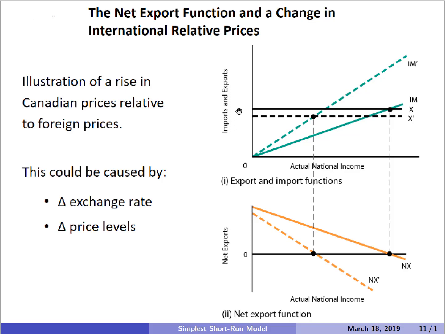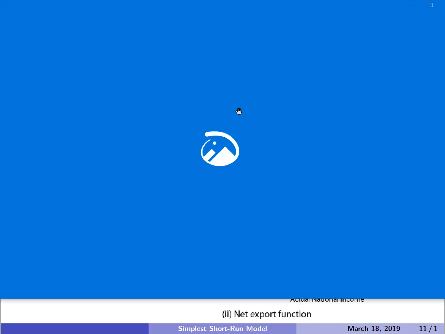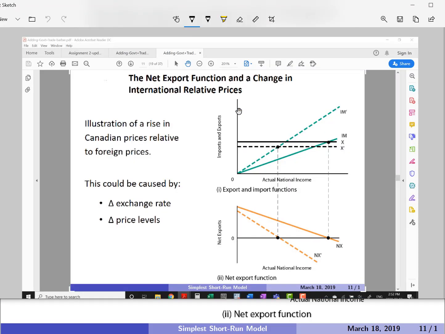The same thing is going to happen in either of those two cases. So like we were just saying, let's say Canadian prices go up relative to foreign prices. Then this constant level of exports, which in that numerical example last time was 72, would go down to some smaller number, let's say 70 or 65 or something like that. So that's what this dashed X prime line is.